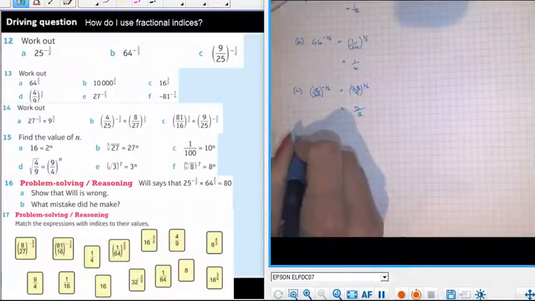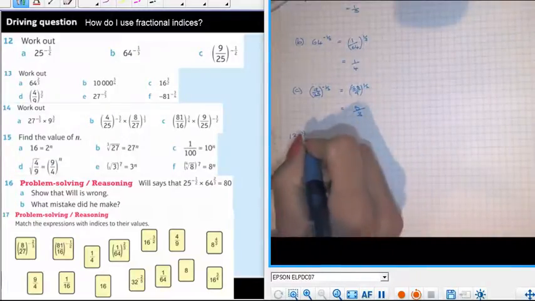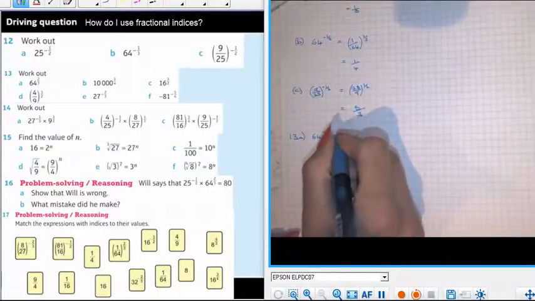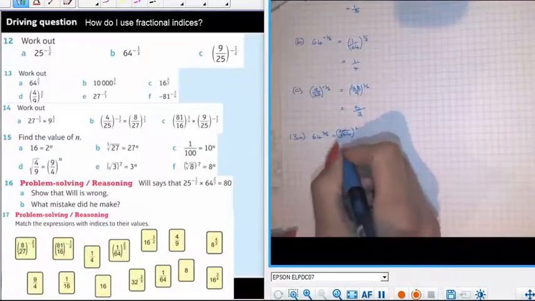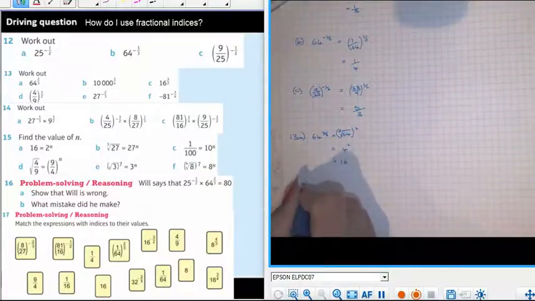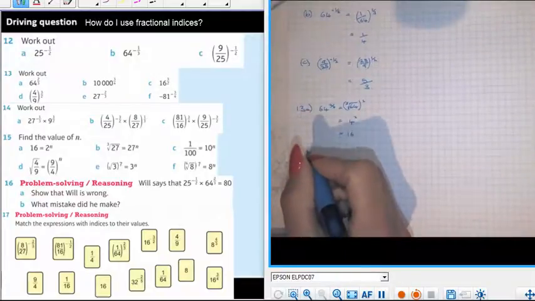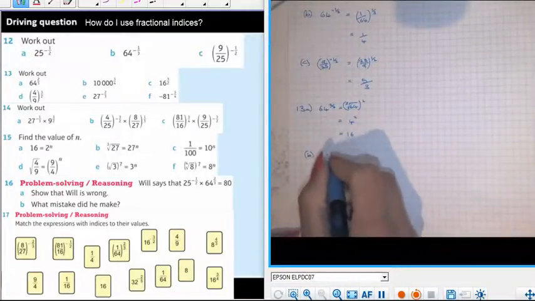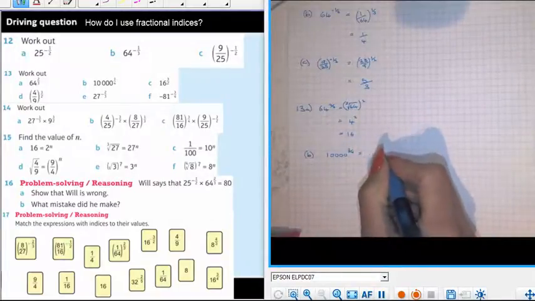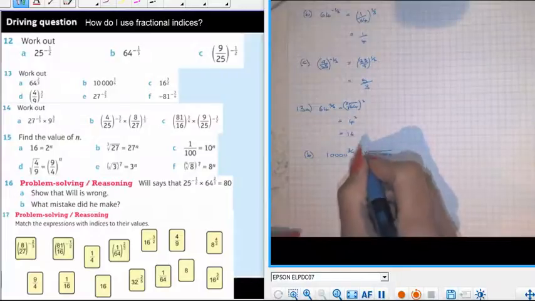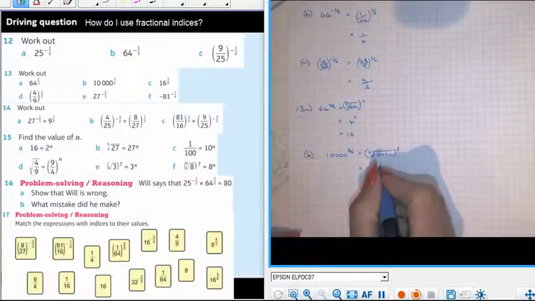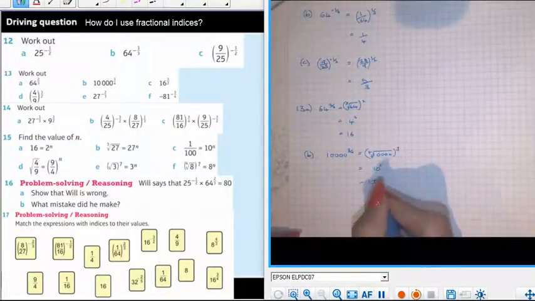Question 13a. 64 to the power of 2/3. Well, I'm going to cube root 64, and then I'm going to square it. The cube root of 64 is 4, and 4 squared is 16. 13b. 10,000 to the power of 3/4. So I'm going to find the fourth root of 10,000 and raise that to the power of 3. The fourth root of 10,000 is 10, and 10 cubed is 1,000.